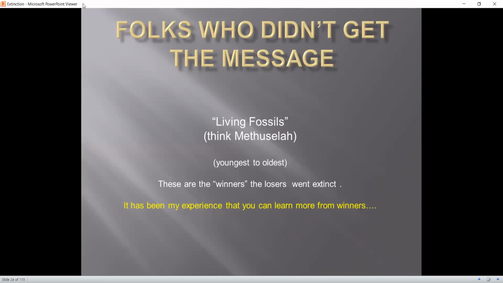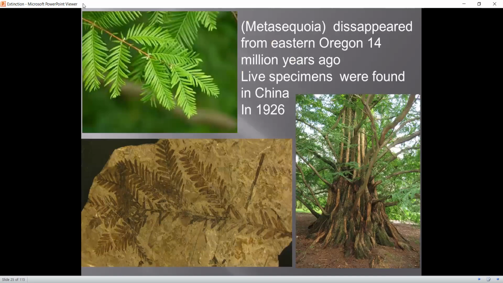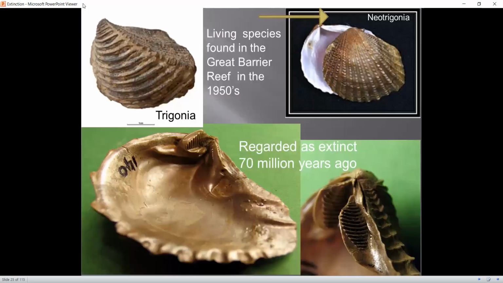And most of these you'll recognize. And it's been my experience that you can learn a lot more from winners than from losers, okay? The losers went extinct, all right? So if you look at some of these things, everybody's familiar with this. And this is a version of it that's on the Capitol grounds there in Salem. And then there's a modern leaf up there that was brought here from China in 1926. But again, I see the dates are not on there. 14 million years ago back. And then the fossils of these things unquestionably Metasequoia. There is no doubt that it's the same taxa.